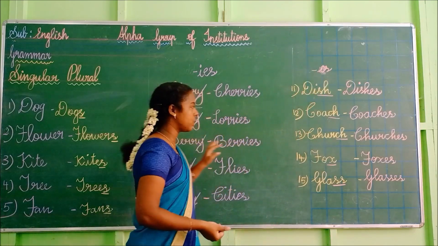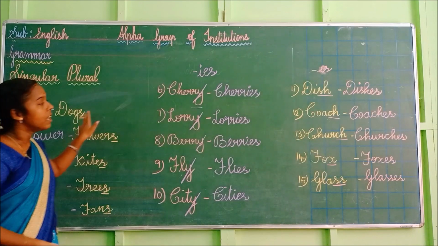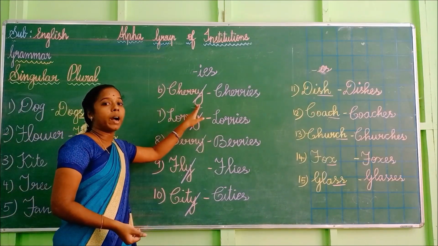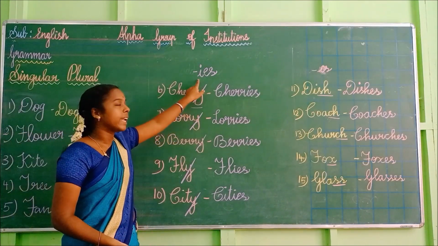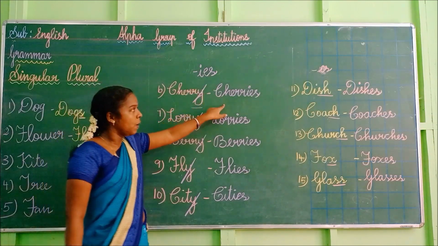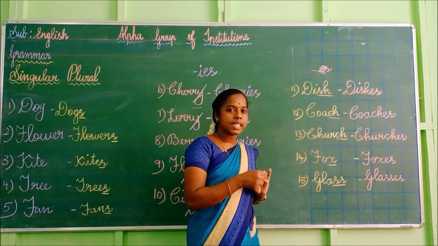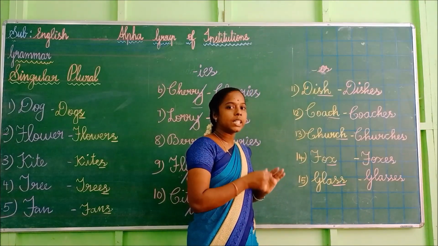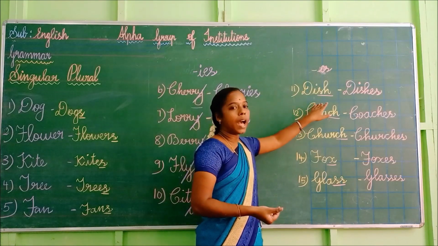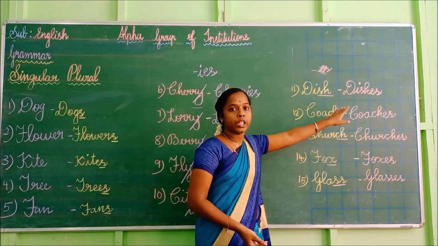Have you understood, children? For the regular nouns, you have to simply add S. If the singular noun ends with Y, you have to remove the Y and add IES to the singular noun to make the singular into plural. If the singular noun ends with S, SS, SH, CH, X or Z, you have to add ES to the singular noun to make the singular noun into plural.